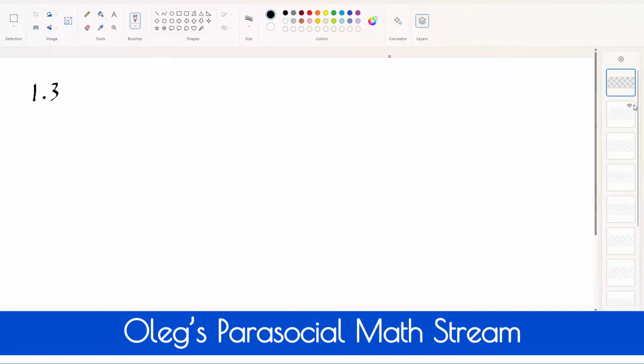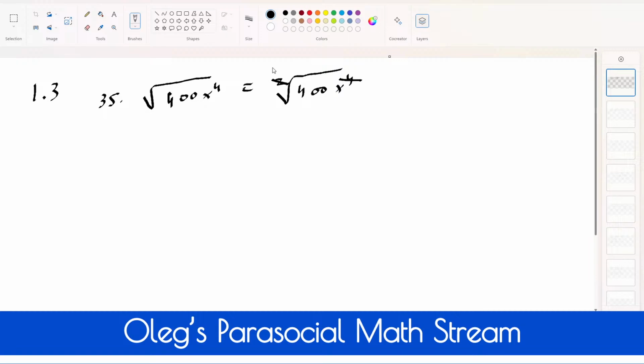Now we have 35, cube root of 400x to the 4th power. Okay, so this is a cube, so we could think of it this way. You could think of it 400x to the 4th power. So what we can do is going to be x. But if we did that, we're losing the whole cube. Okay, this is getting too confusing. Instead, we're going to do it like this.